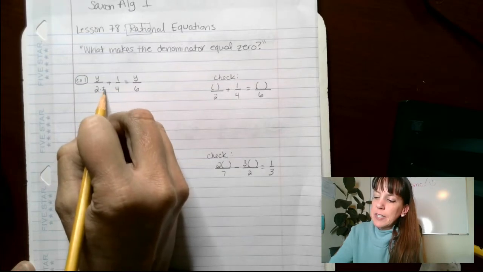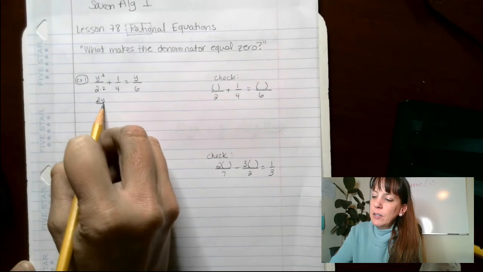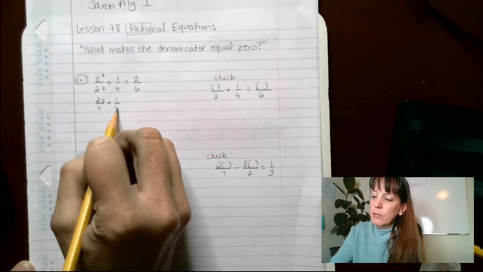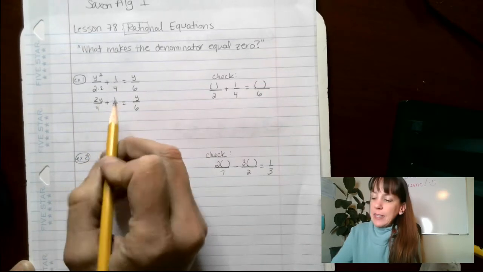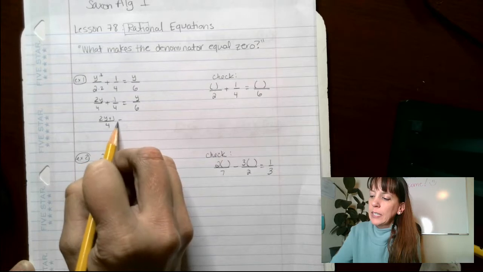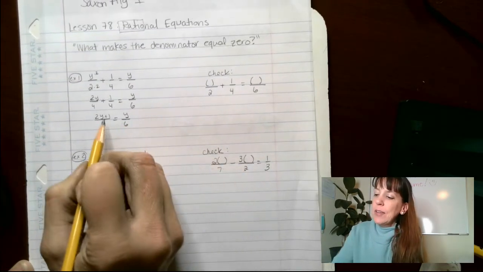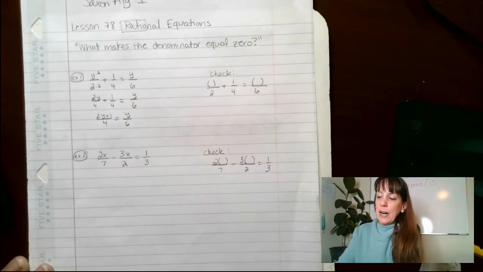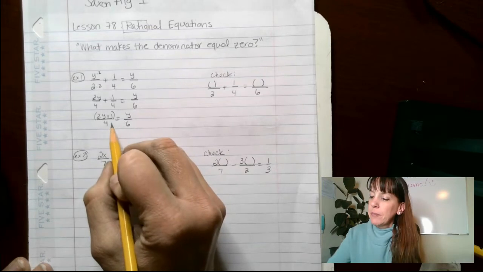That means I need to multiply this by 2, this by 2. So I end up with 2y over 4 plus 1 over 4 equals y over 6. So let's combine these guys. I would have (2y plus 1) over 4 equals y over 6. Now, if you have addition and subtraction in a fraction like this, you want to put some parentheses around it. We are going to cross multiply.